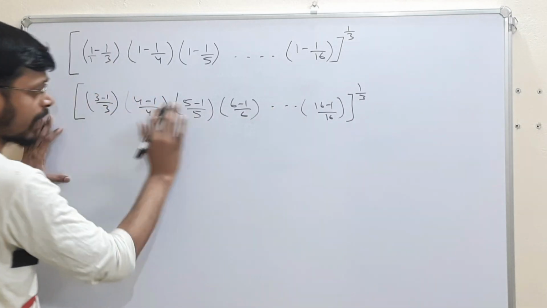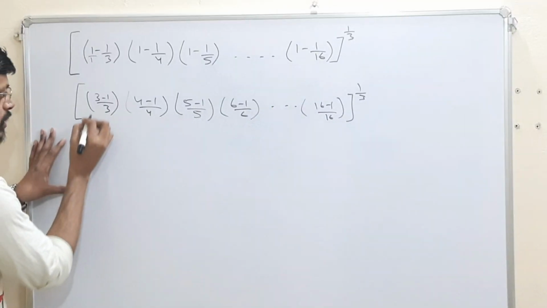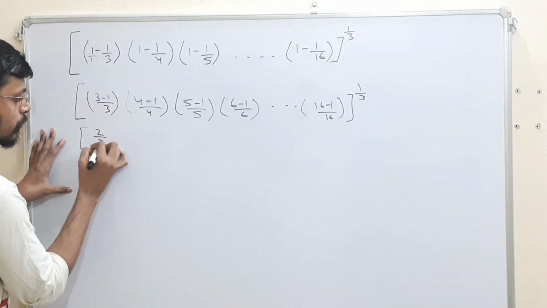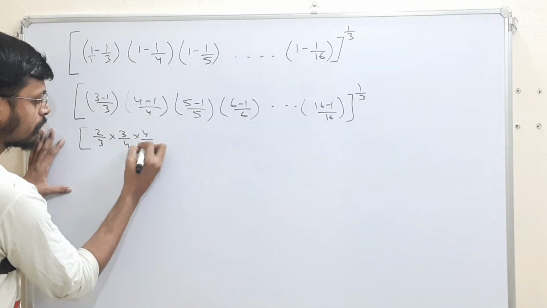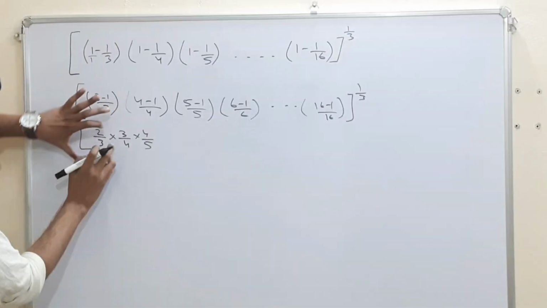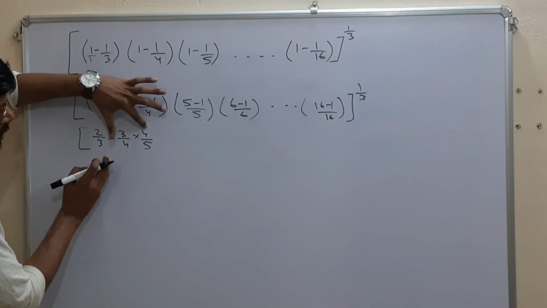Now you have to see the pattern here, students. The pattern is 3 minus 1 is 2 by 3. Multiply with 3 by 4. Multiply with 4 by 5. Can you observe the pattern? This denominator is coming in the next numerator, denominator is coming in the next numerator.